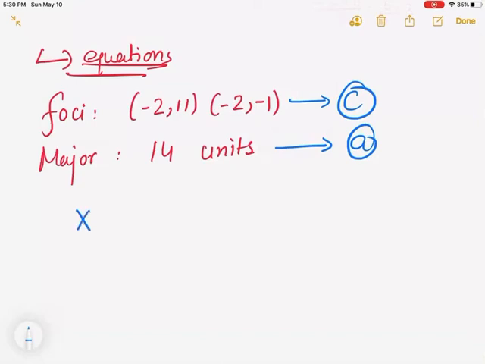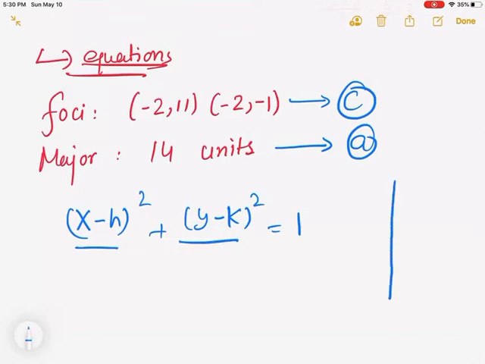I have x minus h, y minus k, and it equals 1. And we don't know where the letter A would go. So for that, I would plot my foci points first. Foci: (-2, 11) and (-2, -1). 11 is here, and -1 is here. This is what I have.